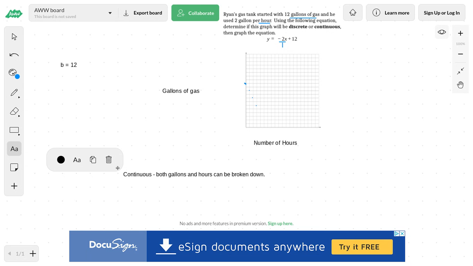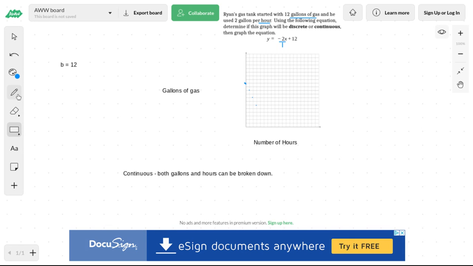The one thing to remember is that if it's continuous, we connect the dots. If it's discrete, we don't. So I'm going to connect my dots. And you should use a ruler. This is probably going to be super shaky, but my line should look something like this. And I want to put an arrow at the end because I would continue to go down.